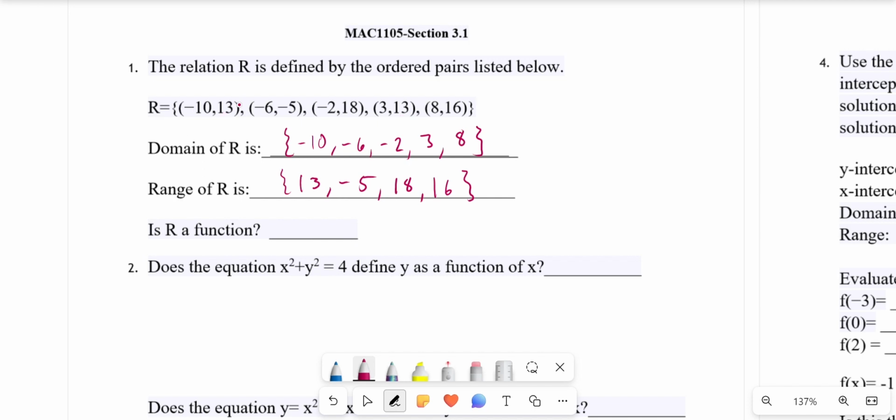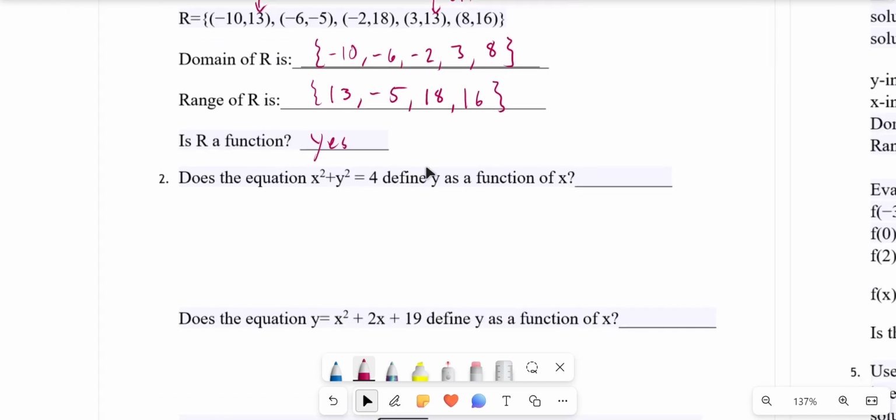But is it a function? Yes. Remember, having two values in the range, this is okay. The problem is if we have two matching values in the domain that give different values in the range, that is not a function. So yes, this is a function.